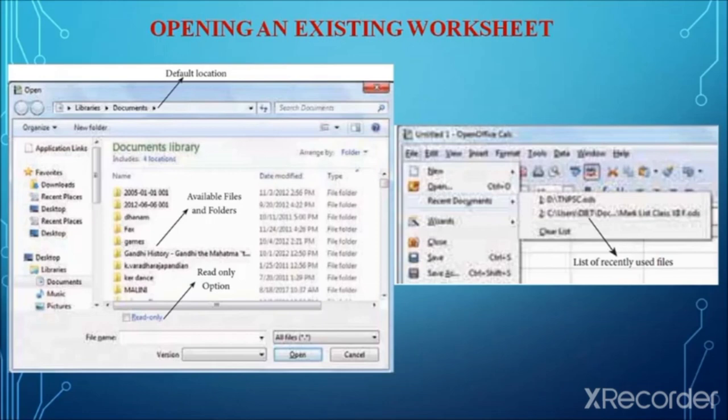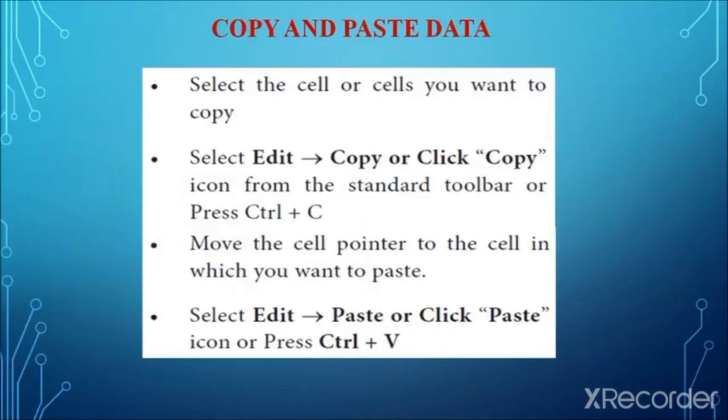So when you click on that recent documents, the recently used documents will be viewed. So the user can directly select from there also. So this is how the user can open an existing worksheet. And the next topic, the second topic, is copy, cut and paste.